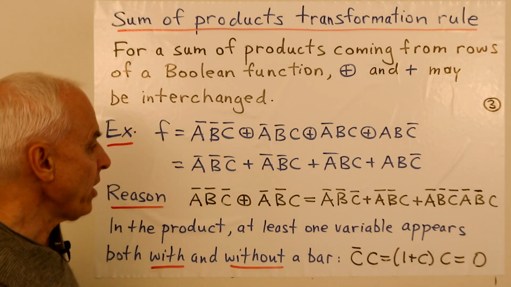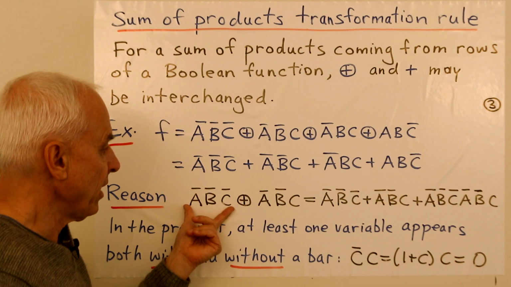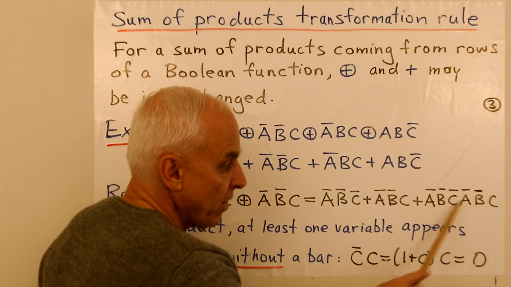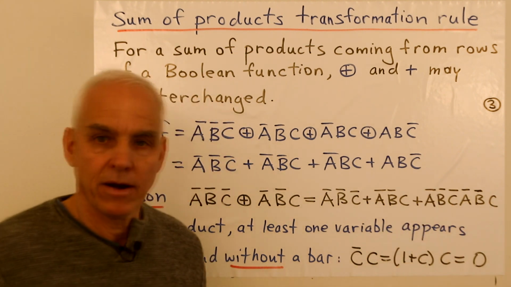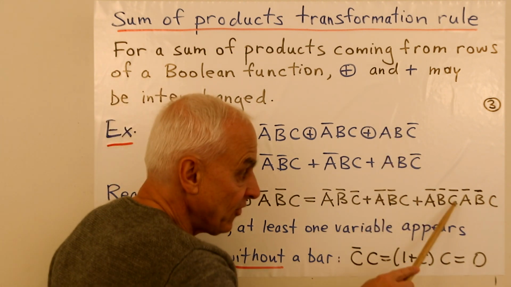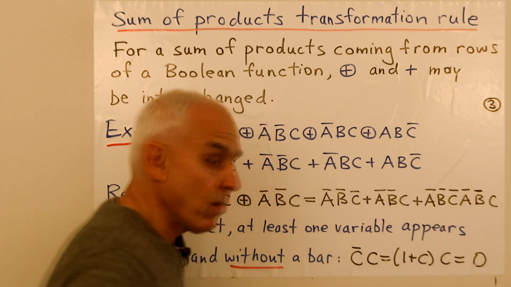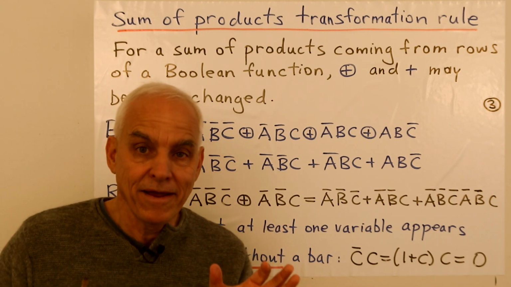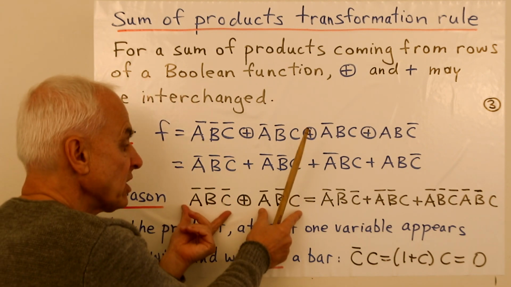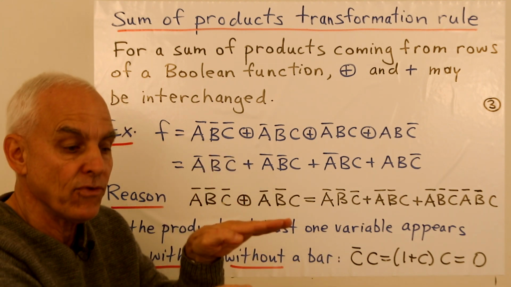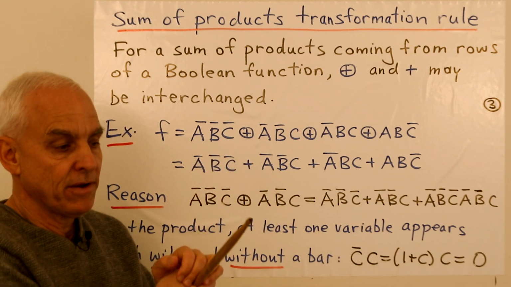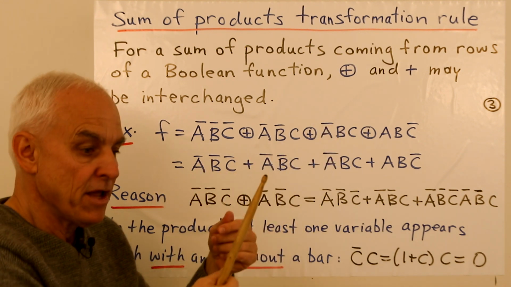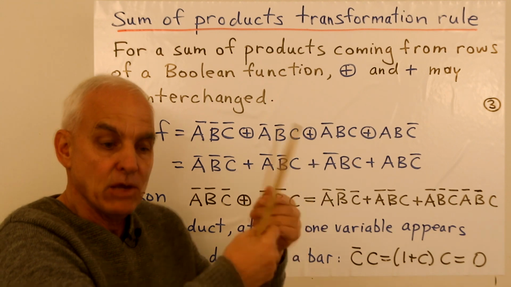The product has the property that at least one of the variables is appearing both with a bar and without a bar. In this case, C. C is appearing here with a bar and here without a bar. And that's happening for at least one of the variables. Why? Because we know these correspond to distinct rows of this Boolean function. And these distinct rows are different. You look at the zeros and ones along the rows, they are different at least in one place.